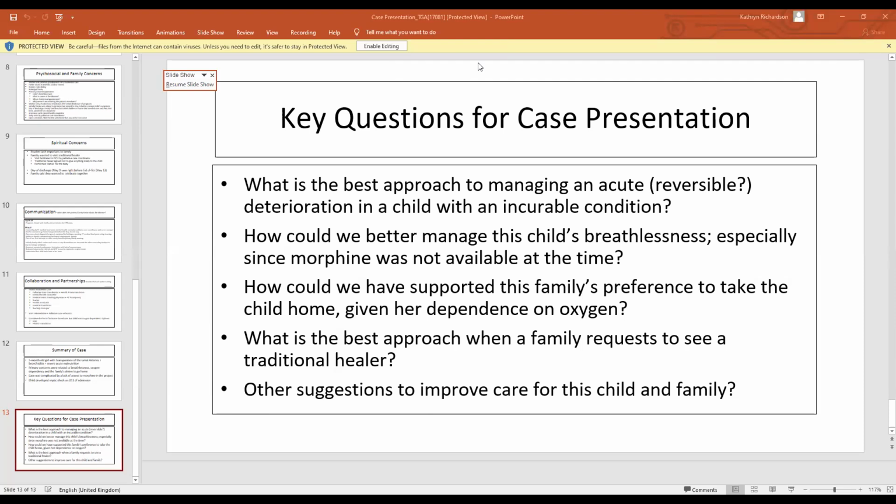But just to say, breathlessness can be a very frightening symptom for the patient, for family members, and also for staff. It can be really difficult seeing people with breathlessness and distress. And I think you should recognize that this would be a difficult case in any setting for any group of healthcare professionals. This is not easy to manage, a child with this condition at end of life.